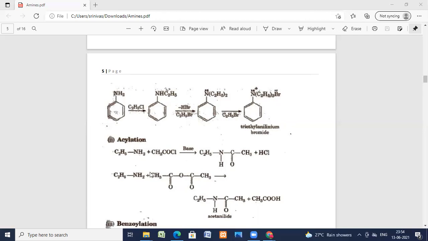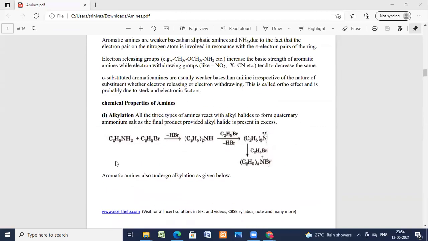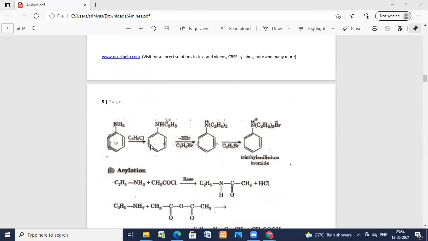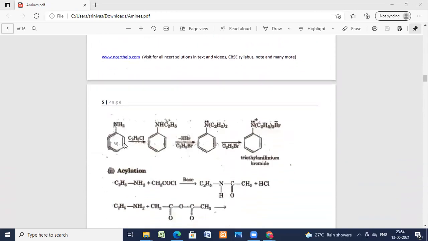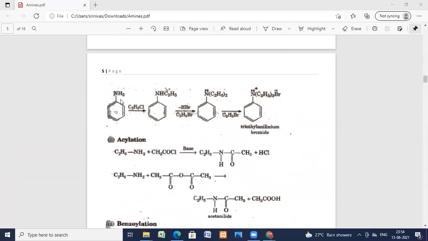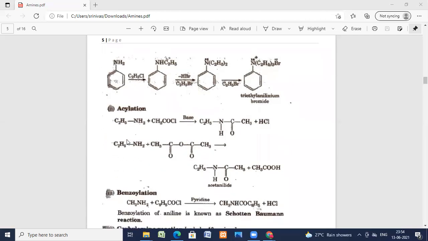Now we'll see the acylation. In alkylation, we have seen the alkyl halide reacting with the alkyl amine, and also the aryl amine reacting with the alkyl halide. So primary, secondary, tertiary and quaternary ammonium salts are formed. Now we'll see the next one, the acylation reaction.